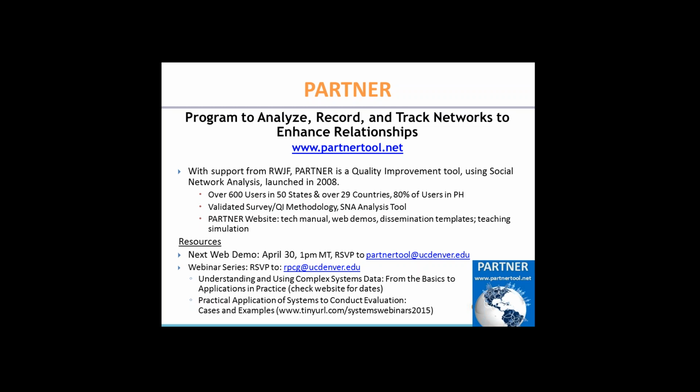It's a low cost. We charge public agencies $50 to use it. It used to be free, but Robert Wood Johnson asked us to create a sustainability plan, so we've done that. Partner has over 600 users in 50 states and over 29 countries. About 80% of those are in public health, but we have people who use it for education policy, environmental policy coalitions, looking at social relationships in a classroom, at summer camps. There's nothing about Partner that's specific to public health. It's just being funded by Robert Wood Johnson. That's been our primary audience. It includes a validated survey, which is a lot like what you know when you use something like Qualtrics or SurveyMonkey.